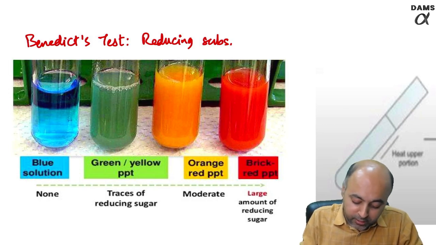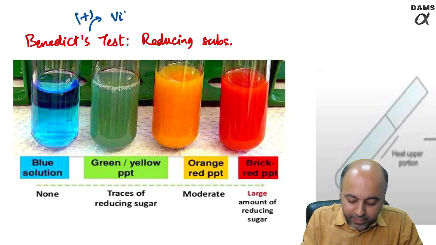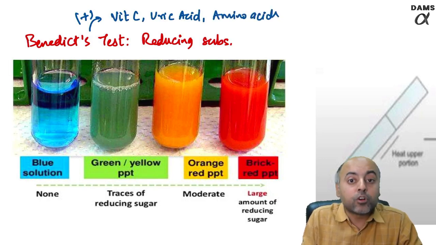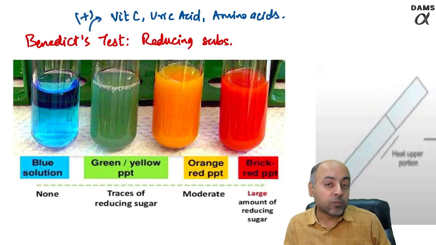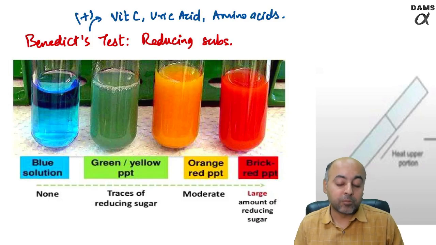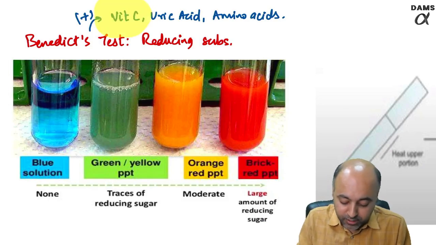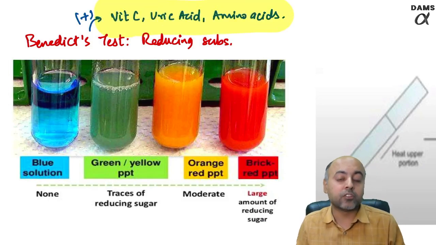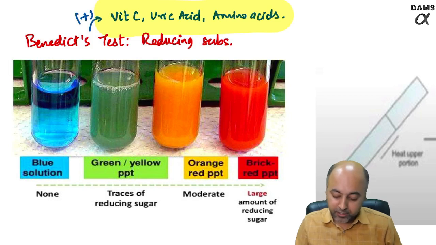You also get a positive Benedict test with vitamin C, with uric acid, with amino acids. So these will act as false positives for the Benedict test, because normally we are performing the Benedict test for reducing sugar. So you can label the presence of these substances as causing the false positive result.